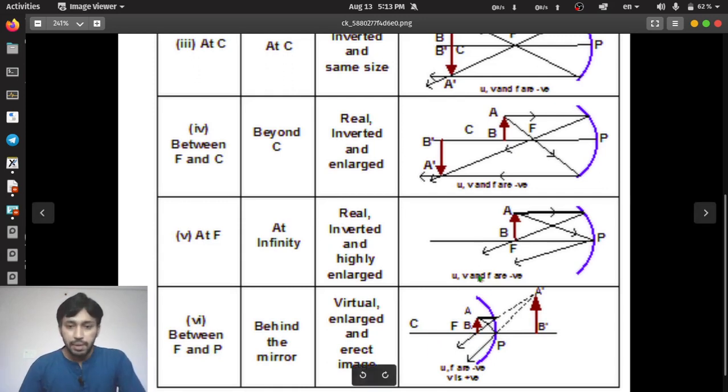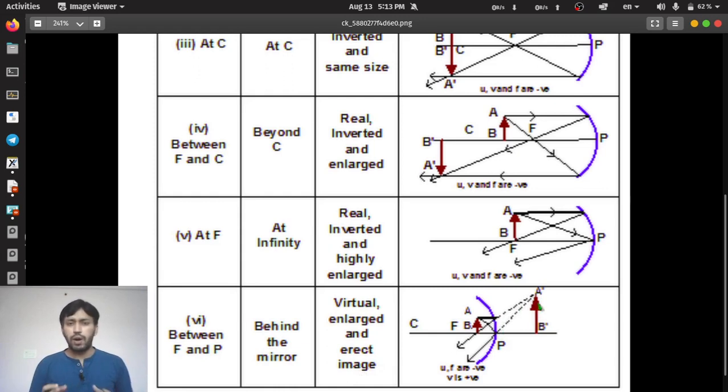But we can meet these 2 lines by extending the path of the light rays in backward direction. And you can see if we extend the light rays in the backward direction, it will meet at a point A dash. So this A dash B dash is called a virtual image. Why is it virtual? Because you can see these dotted lines are not actual light rays. These lines are created by geometry. Actual light rays are here, but not here. So this image is actually a virtual image, not a real image.